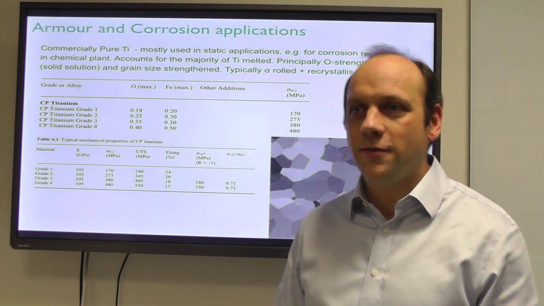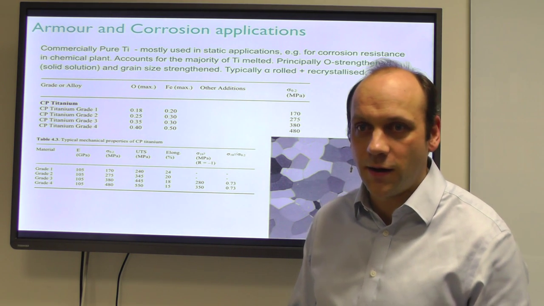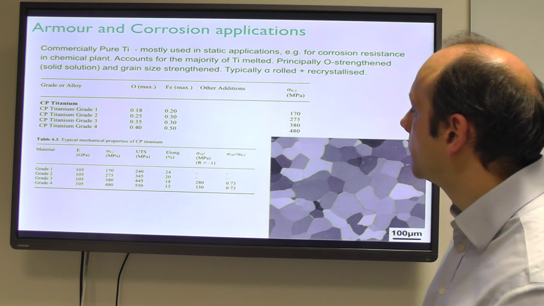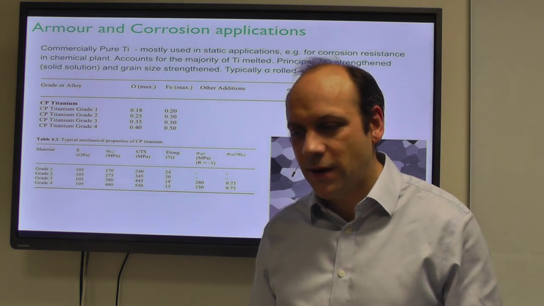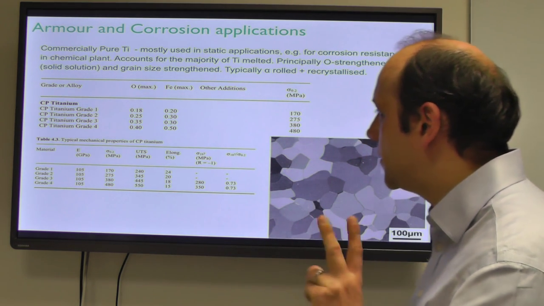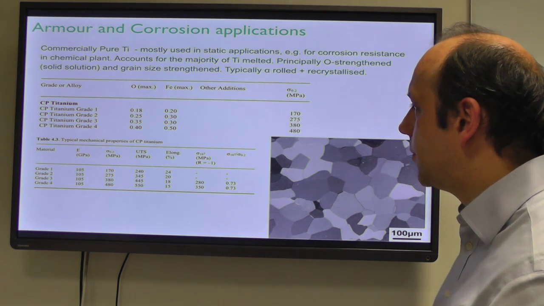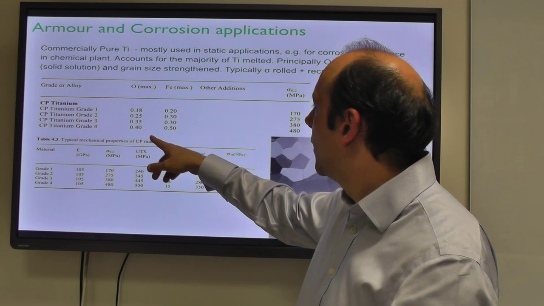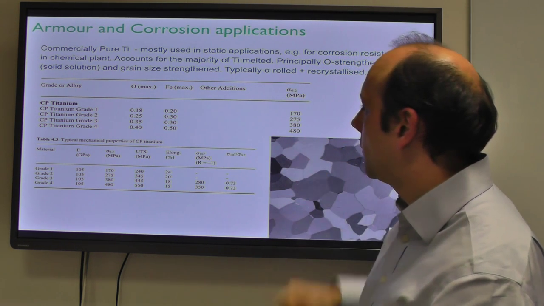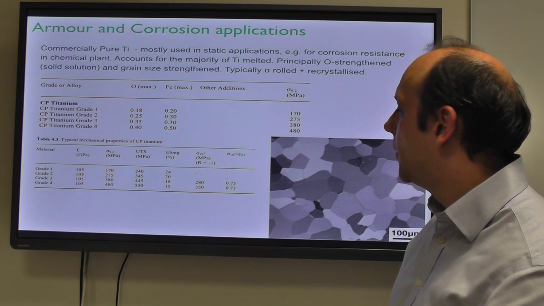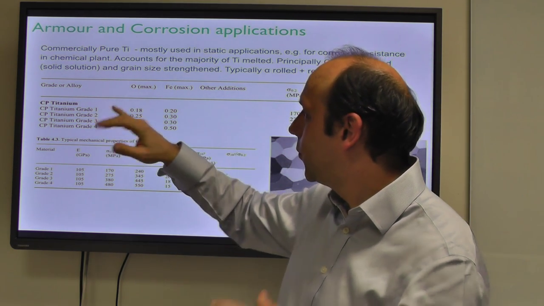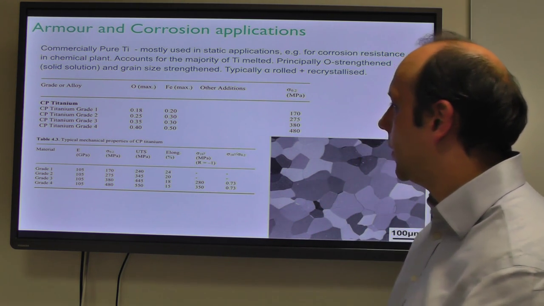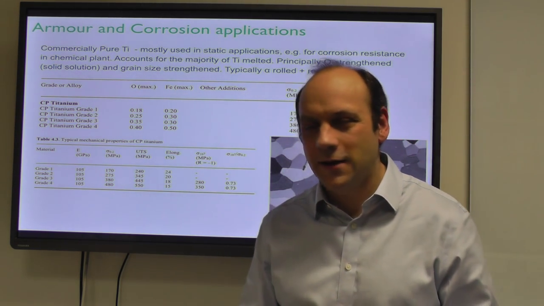Zirconium is even better, which is one of the major reasons why we use it in nuclear reactor fuel clad. And CP Ti actually accounts for a lot of the titanium that's melted. And that's principally strengthened in two ways. One is by the oxygen content. If you increase the oxygen content, you increase the strength. Low oxygen content is something like 170 MPa, 0.4 weight percent oxygen. And you need to multiply that by about 3 to get to atom percent.